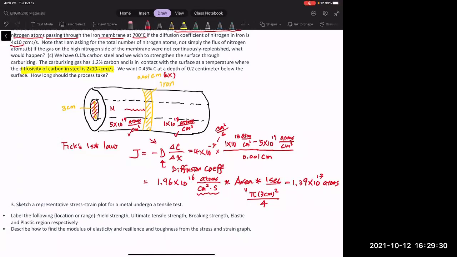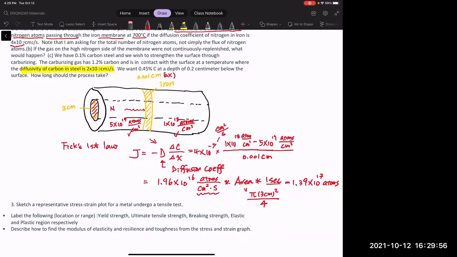If you're looking at the non-steady state, J still has the same definition, but it's not a fixed number, it's a function of time and position. So the equation to find the solution will be different. But that M over AT just gives you the definition of the flux.